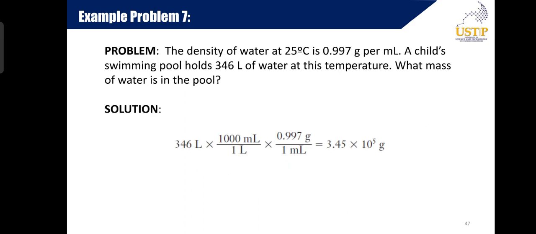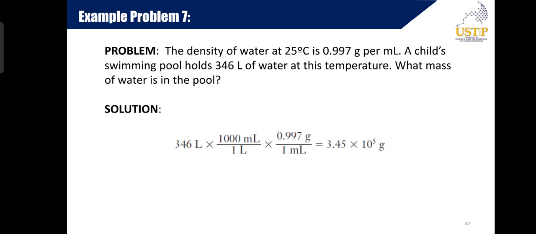Another example, the density of water at 25 degrees Celsius is 0.997 gram per ml. A child's swimming pool holds 346 liters of water at this temperature. What is the mass of water in the pool? So we want to know how many kilograms or grams of water are in the pool. Same method, canceling out and using the density.